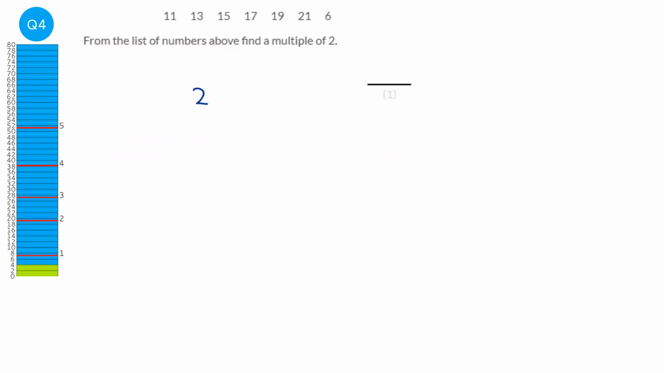Multiples are times tables. So the multiples of 2 are the times table of 2. So 2, 4, 6, 8, 10, 12, etc. So the only number in this list that is in the 2 times table is the 6.